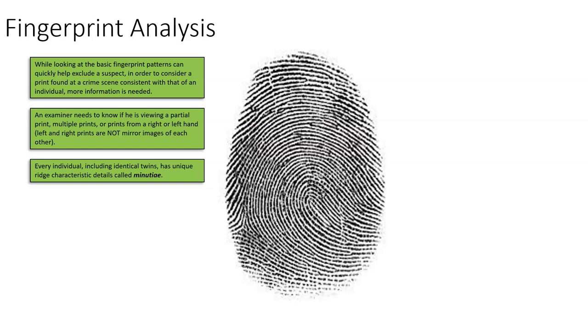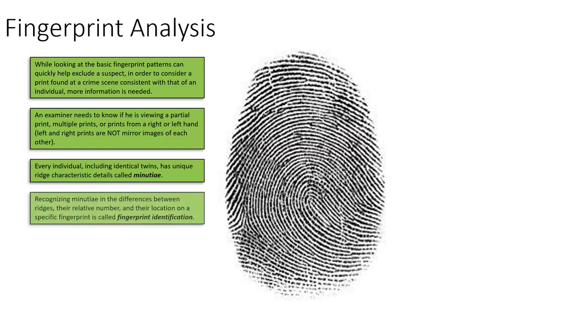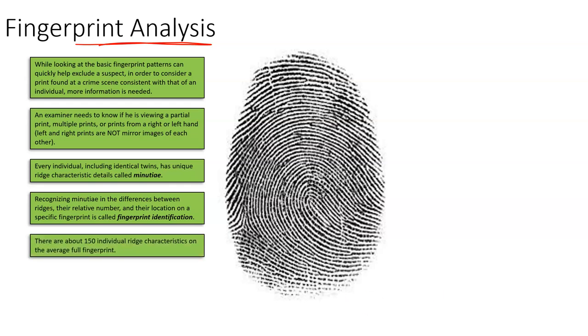Each person, even identical twins that share the same exact DNA signature, has individual fingerprints that are unique to them, because fingerprints are developed not based on DNA code, but based on environmental conditions, specifically while the embryo is developing in the embryonic fluid. Okay, recognizing minutia in the differences between ridges, their relative number, and their location on specific fingerprints is called fingerprint identification, and that is all about fingerprint analysis, or the analysis of a particular fingerprint.